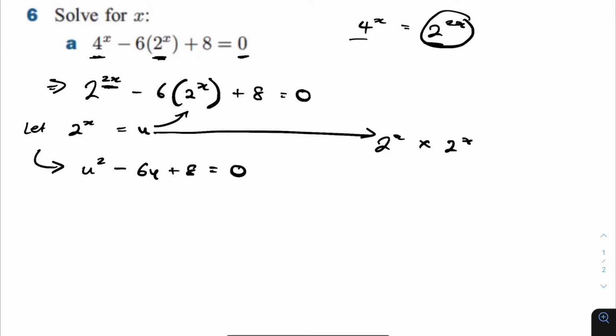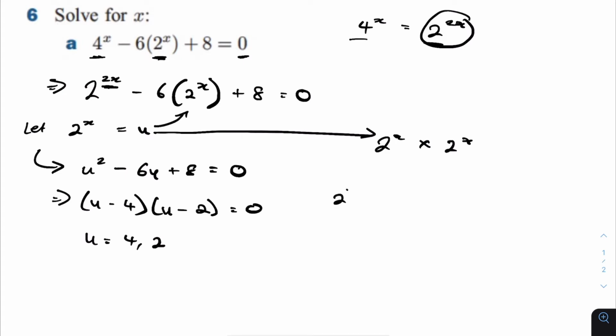Whenever you see it ending with 0, it suggests that it has a quadratic-like structure, and in that case, you should replace a common term with a value of u to get the quadratic. Now we have an easy quadratic that's easy to just factor. That can just become u minus 4, u minus 2 equals 0. So u is equal to 4 or 2, but we're not done here.